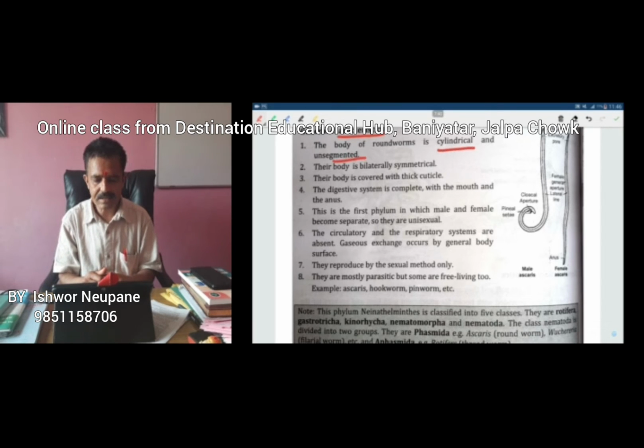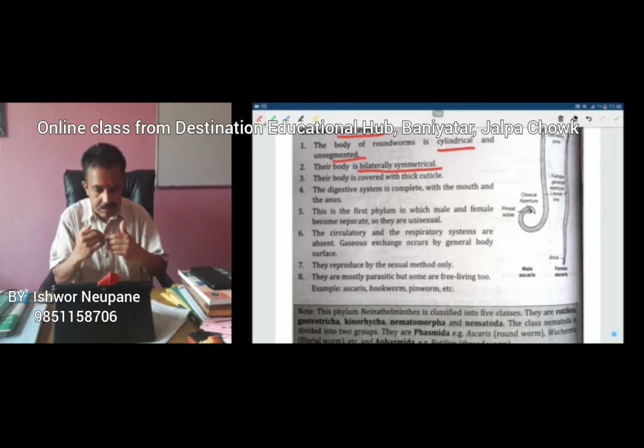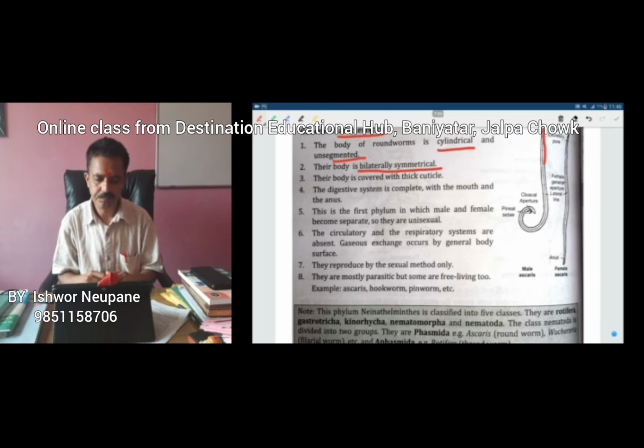Mainly Ascaris, you know, the one that lives inside our body. Next one is hookworm, pinworm. These are very dangerous ones. They live inside our body and do harm.